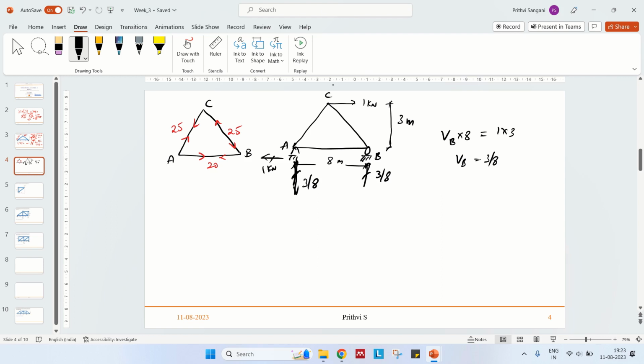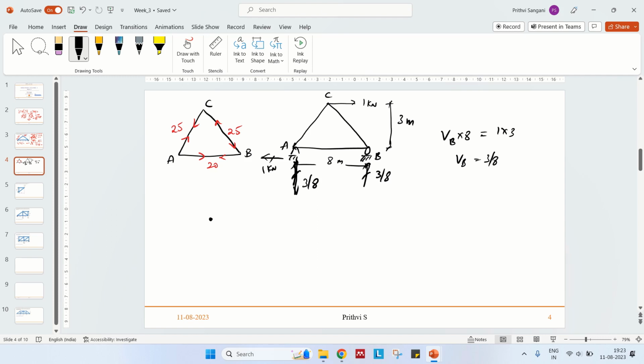Now what happens to the internal forces? Similarly, you can work out the internal forces. I'll just work out for AC and the remaining rest of the things. I think I already have some solution, so I'll just write it down here.